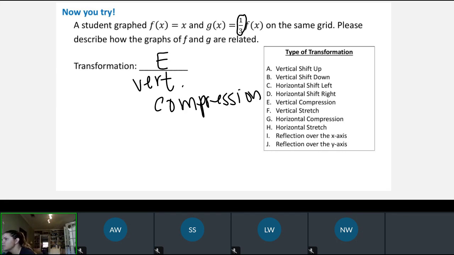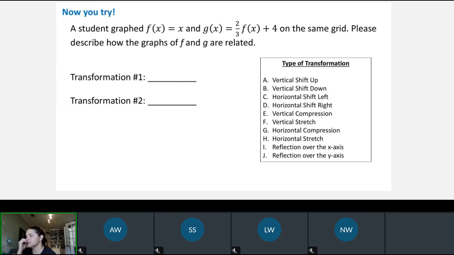What if we have more than one transformation? So let's take a look at this one. A student graphed f of x and g of x on the same grid. G of x was 2/3 times f of x. Again, we have a number between 0 and 1 on the outside. Okay. Also on the outside, we added 4. So please describe how these are related.